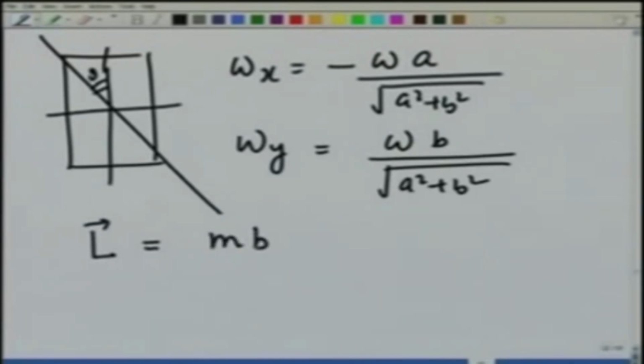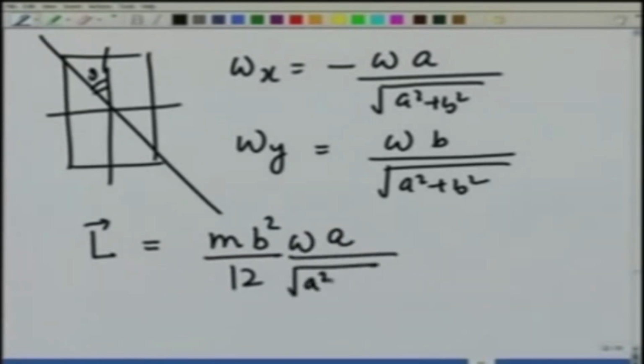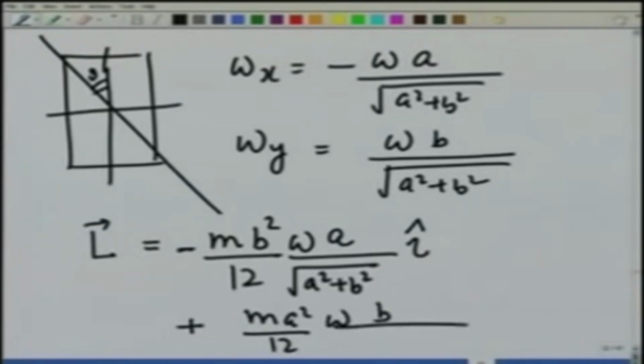Therefore, the L vector is going to be minus m b square over 12 times omega a divided by square root of a square plus b square in the i direction, plus m a square over 12 times omega b over square root of a square plus b square in the j direction. So, this is not parallel to omega, it could be in some other direction.